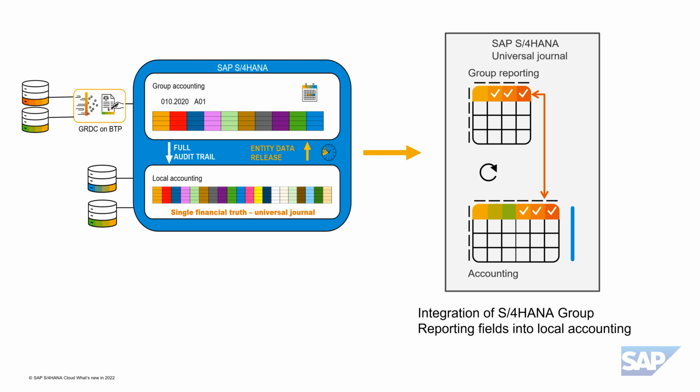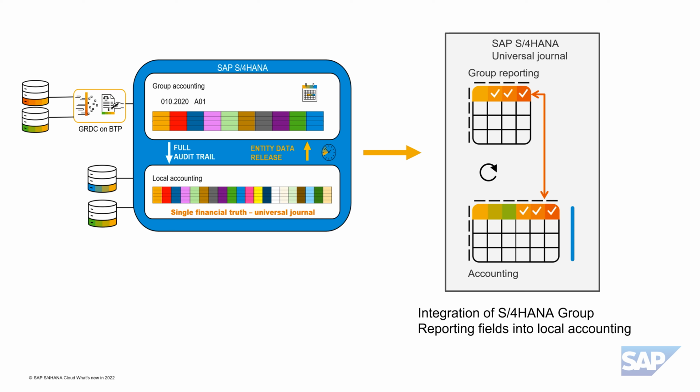From the outset, the strategy of S/4HANA Group Reporting, as the solution name suggests, has followed the simplification model driven by S/4HANA. One data model, one user interface, one set of analytical tools across local and group accounting. This is really the primary value proposition of S/4HANA Group Reporting, and it offers customers an accelerated time to close, eliminating complicated ETL processes and streamlining the interaction between accounting and group reporting.